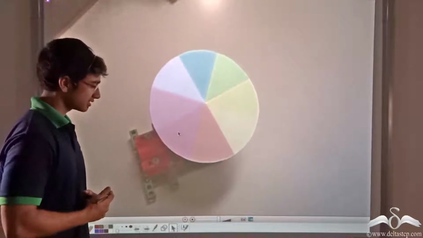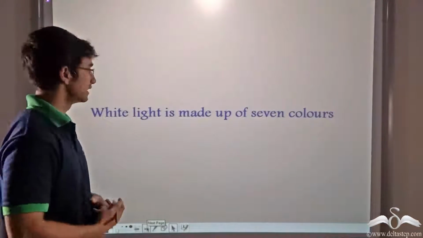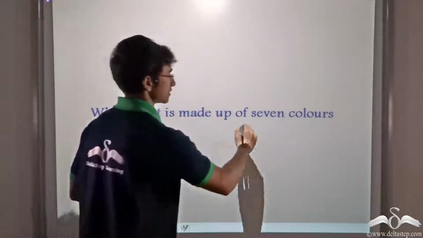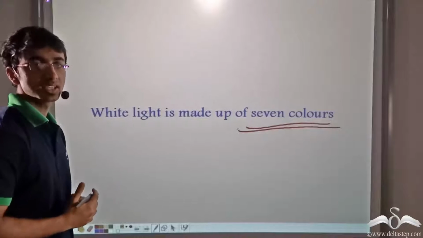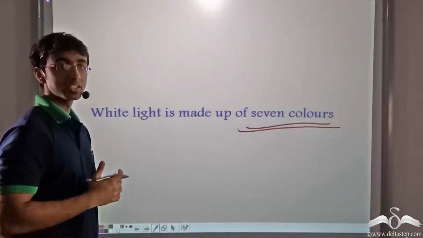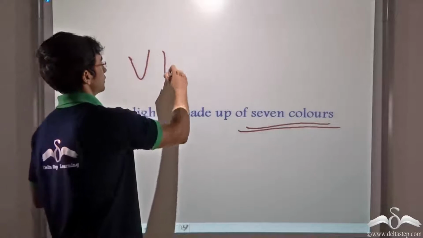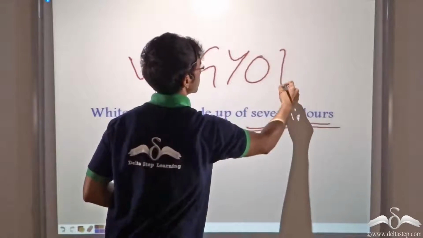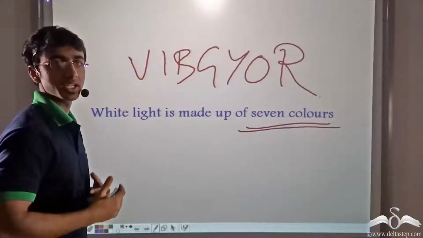So what does this tell us? This tells us that white light is indeed made up of 7 colors. And as we discussed, the 7 colors are violet, indigo, blue, green, yellow, orange, and red. That is VIBGYOR. This is an easy way to remember the 7 colors.